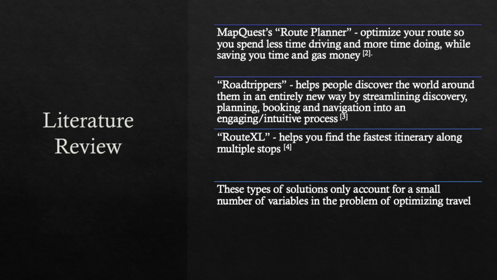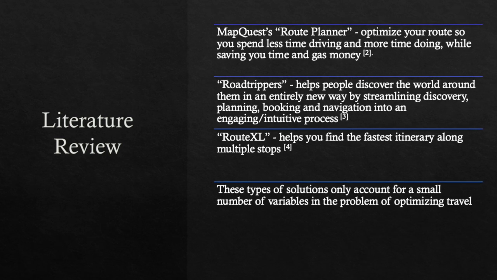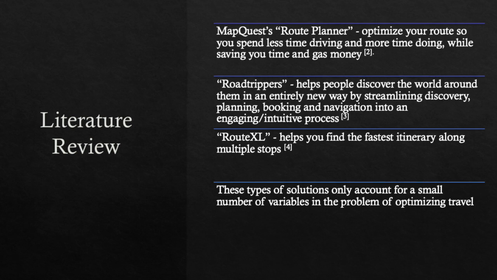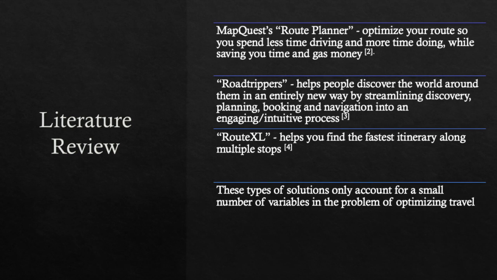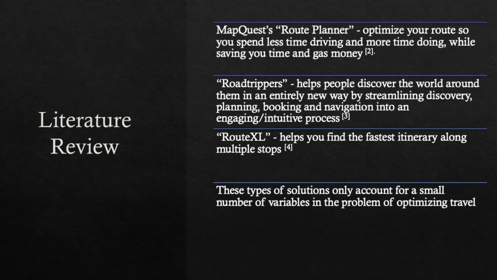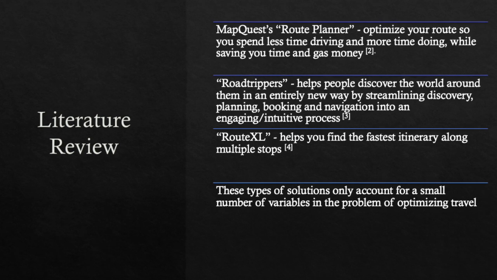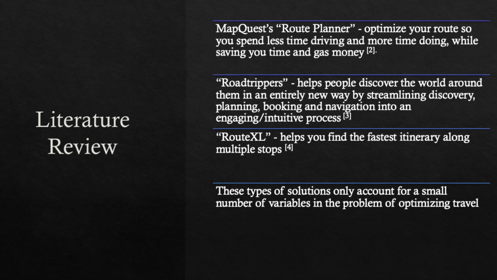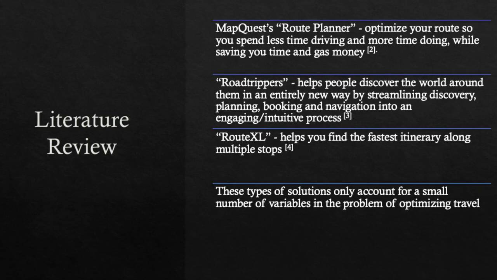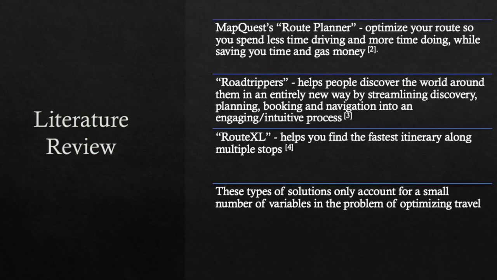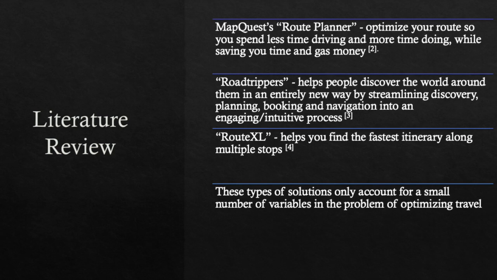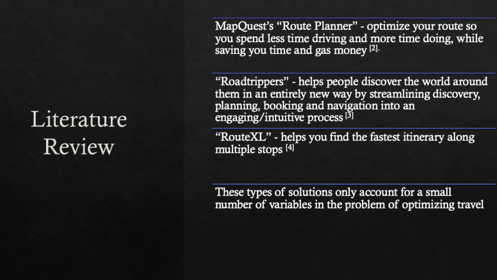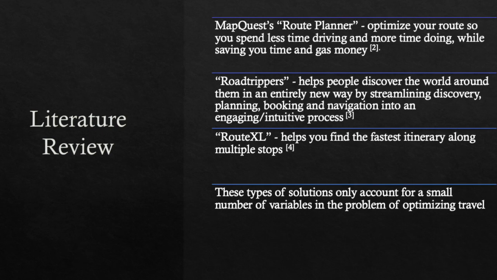On top of them, there's also a program called Road Trippers, which claims to help people discover the world around them in an entirely new way by streamlining discovery, planning, booking, and navigation into an engaging and intuitive process. Finally, we have another similar program called Route XL, which claims to help you find the fastest itinerary along multiple stops.